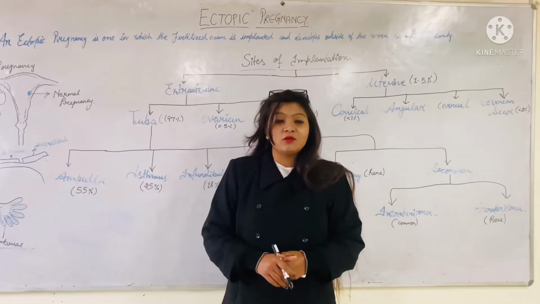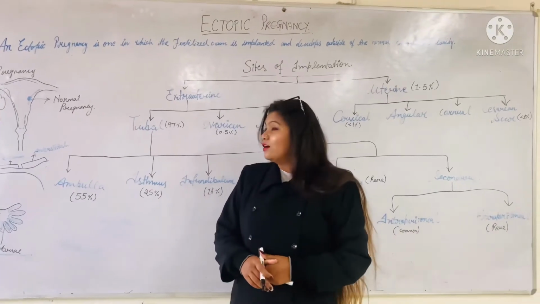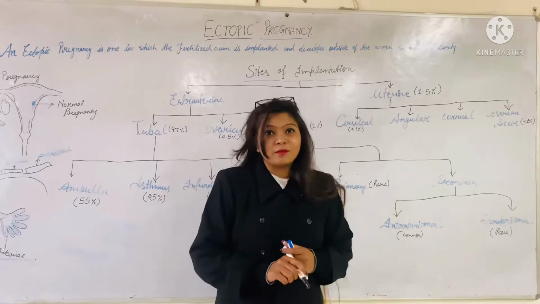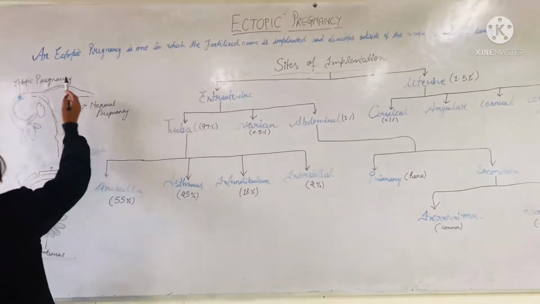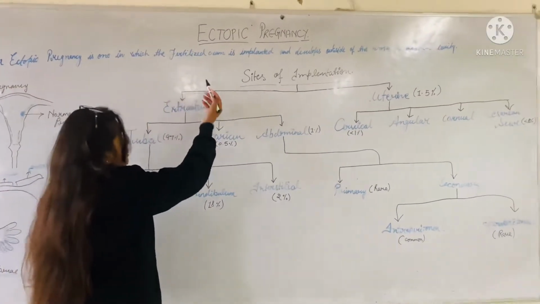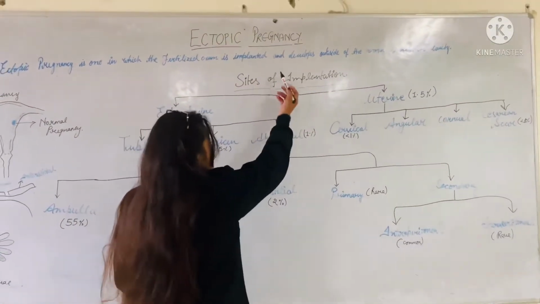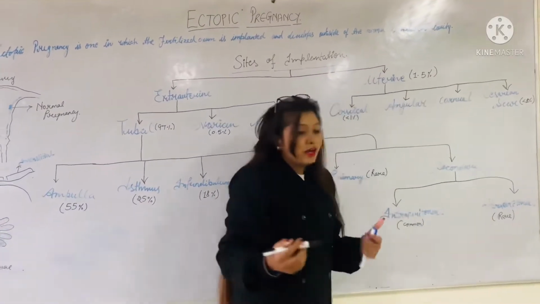So in today's video we will deal with the topic of ectopic pregnancy. Okay, so first of all, let's see the definition of ectopic pregnancy. As I have just written the definition, as you can see here, an ectopic pregnancy is one in which the fertilized ovum is implanted and develops outside the normal endometrial cavity.